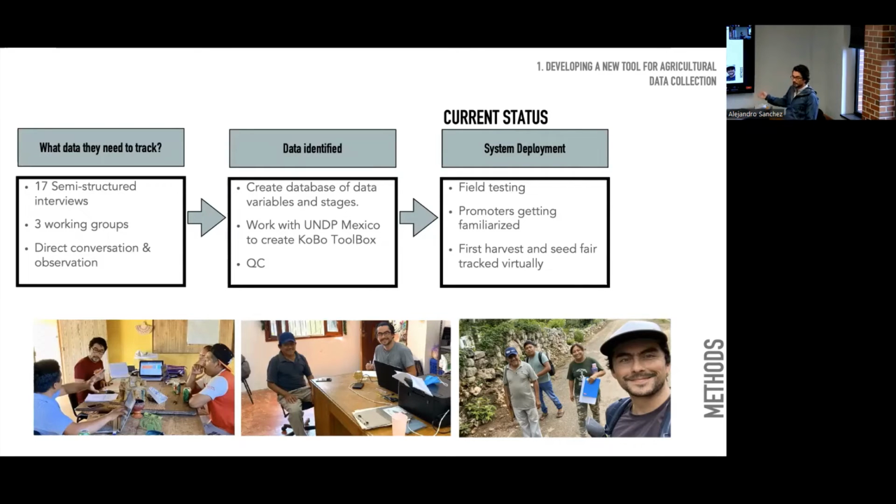And quality control. Basically, it was a lot of back and forth with the guardians, showing them, hey, this is the information that I've seen that you are needing. Do you think we need more? Do you think that you need less? Then I went to UNDP Mexico and told them, okay, this is what they're saying they need. What do you think? So it was a lot of iteration, but after that, there was the system deployment.